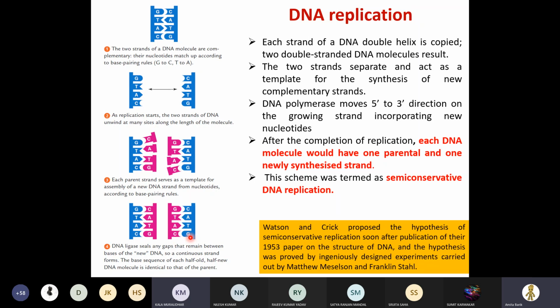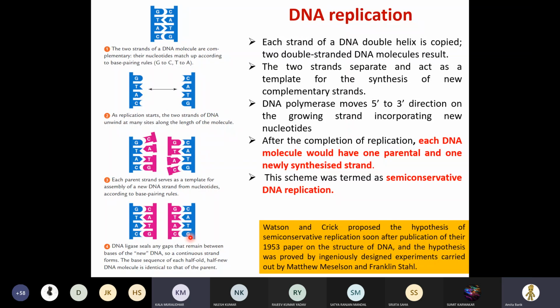Now, how did scientists come to know that DNA replication is semi-conservative in nature? It is very clear that they performed certain experiments and then only this was proved, isn't it? So Watson and Crick actually gave the DNA structure, as you all know. They hypothesized this semi-conservative replication after publishing the structure of the DNA. And this semi-conservative replication was actually proved by a very famous experiment done by Matthew Meselson and Franklin Stahl.